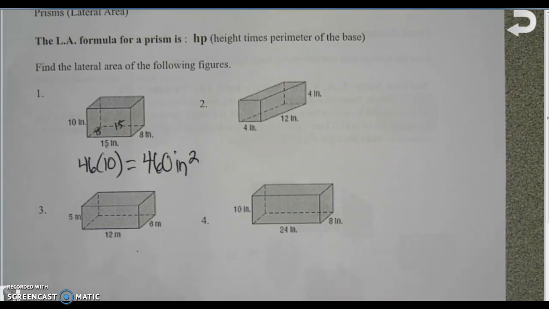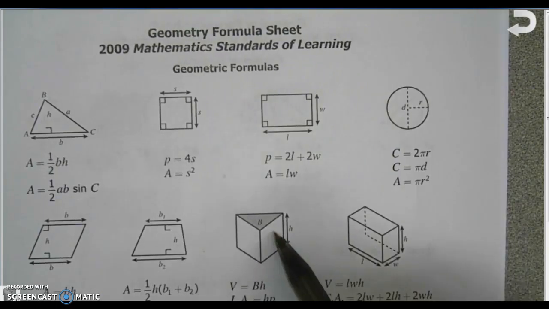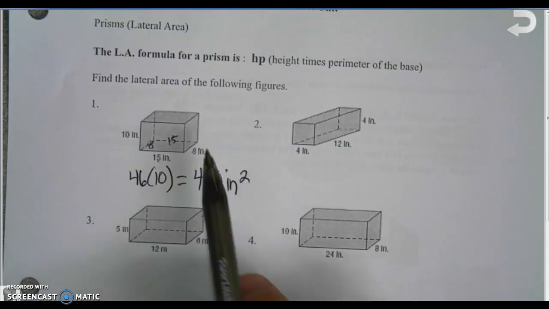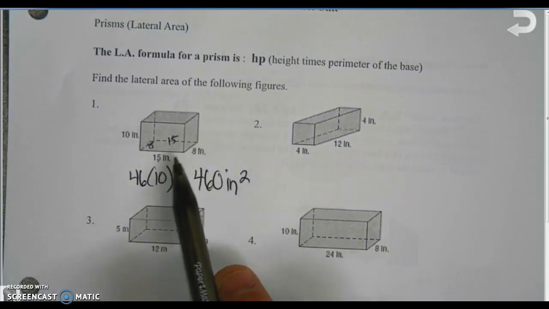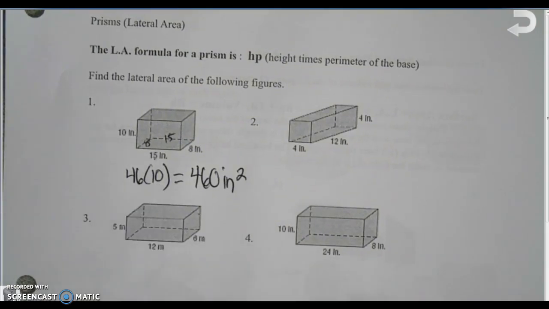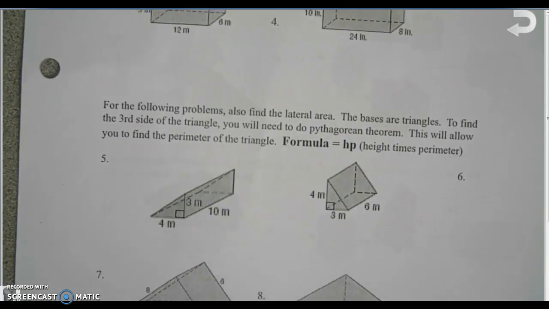As you can see, I've already done the first problem here. It's talking about lateral area for a prism, which is height times perimeter. You take the perimeter of whatever your prism is, and you multiply it by the height. The perimeter of the base shape here was 46. I multiplied that by 10, and I got 460 inches squared. Remember, when you write areas, they are supposed to be squared. Volumes are cubed.